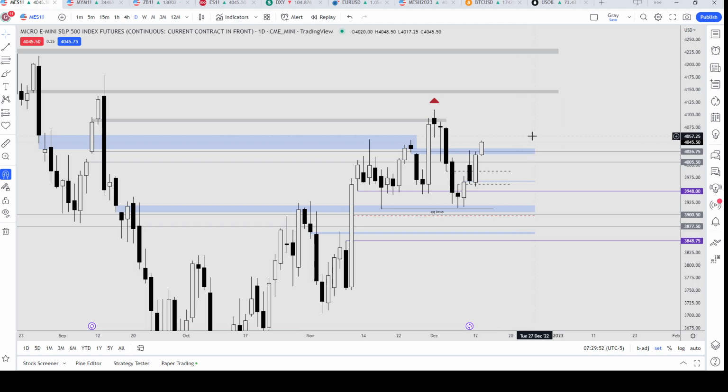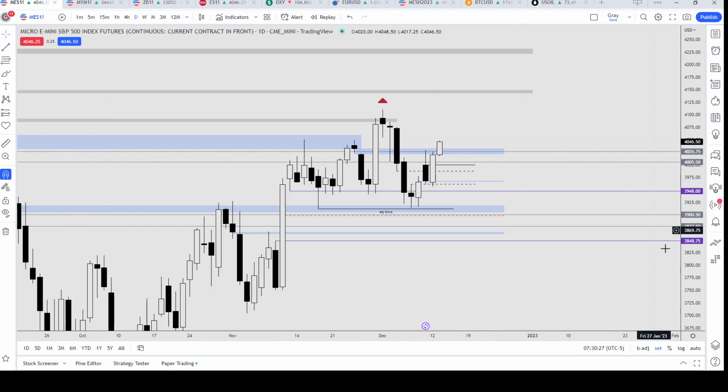Over here we do have an area of support, but what I'm looking at is this order block right here. I'm expecting some reaction off of the opening price of this order block, and possibly this fair value gap over here, this balanced price range, to act as support. So these two areas are the areas I'm interested in.